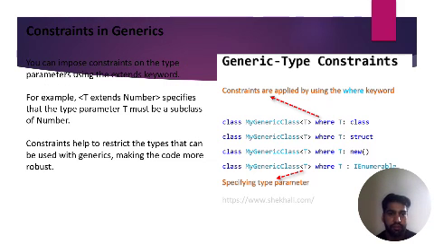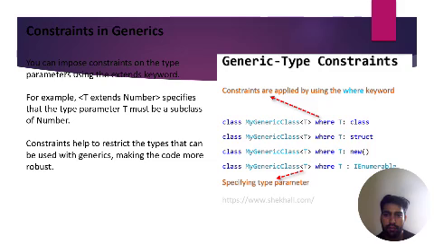Constraints in generics. You can impose constraints on the type parameters using the extends keyword. For example, T extends Number specifies that the type parameter T must be a subclass of Number. Constraints help to restrict the types that can be used with generics, making the code more robust.